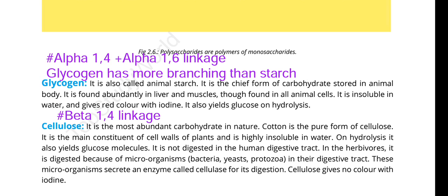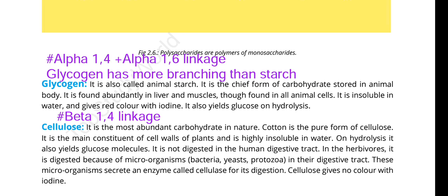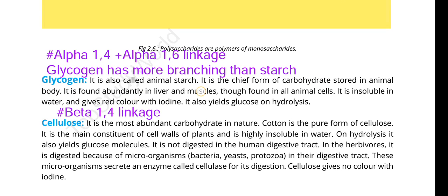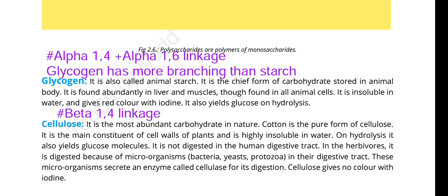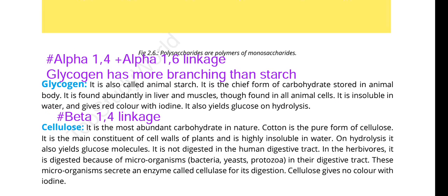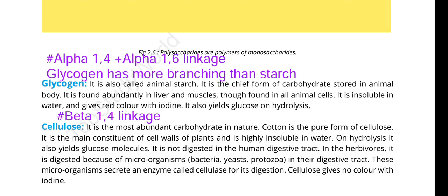after photosynthesis, if they have more food in the form of glucose, they will store it in the form of starch. Glycogen is also an animal starch. It is the chief form of carbohydrate stored in the animal body. It is found abundantly in liver and muscles, though found in all animal cells. It is insoluble in water, just like amylopectin, and gives red color with iodine.